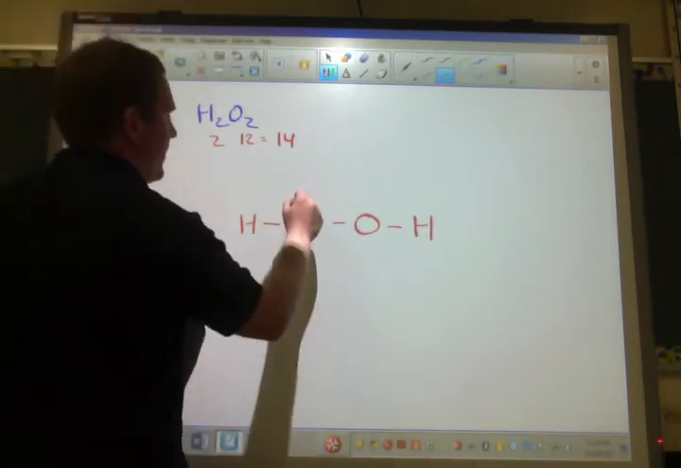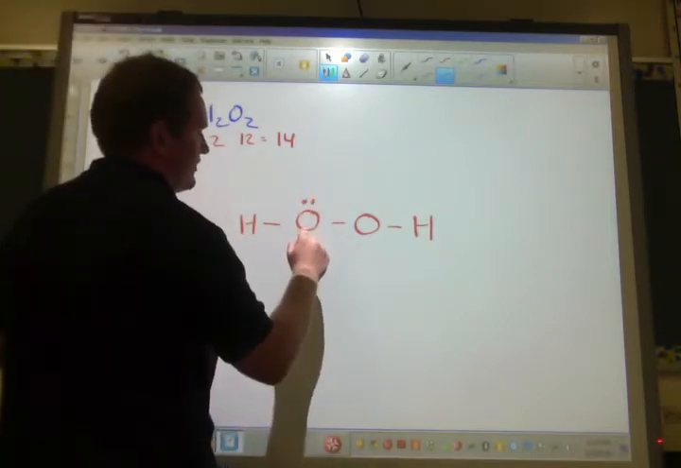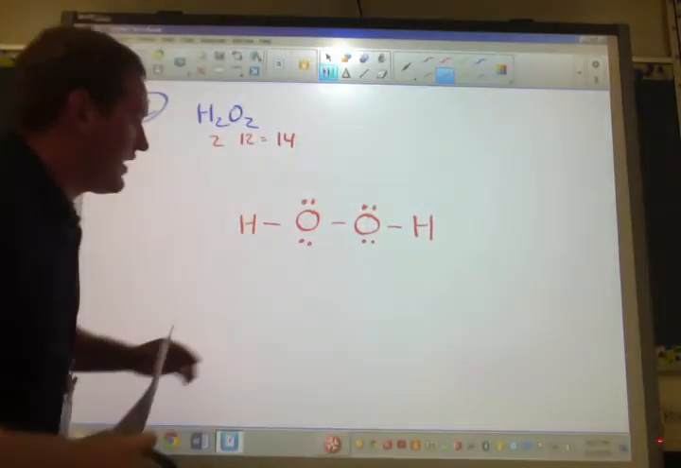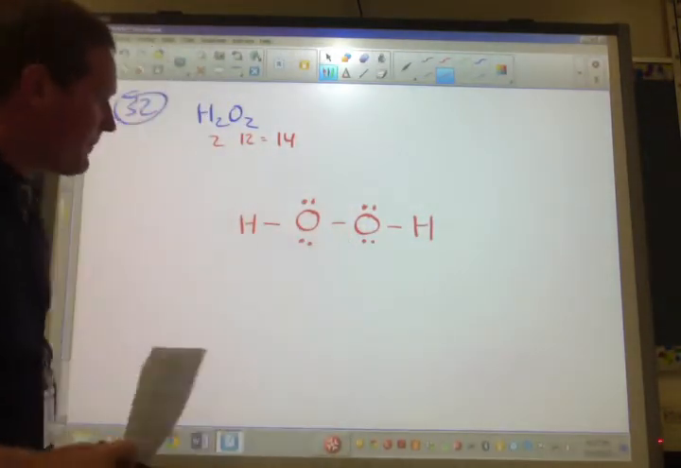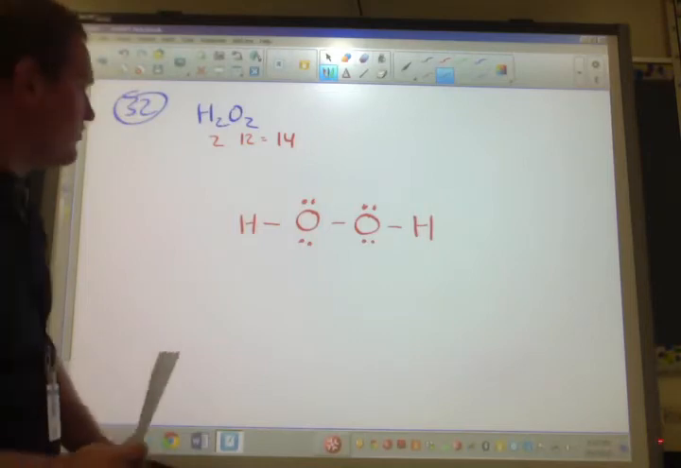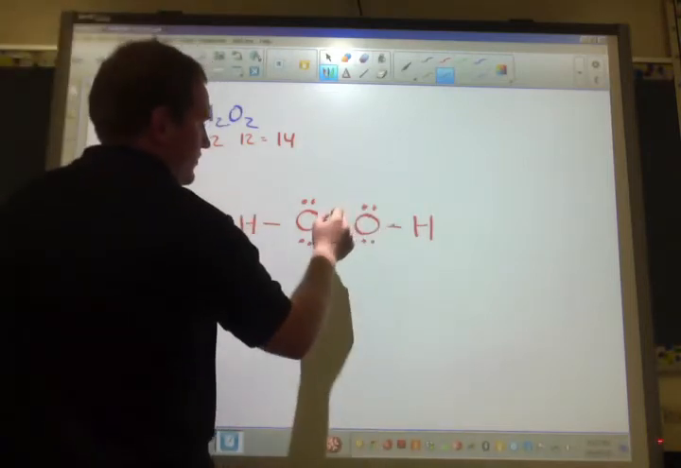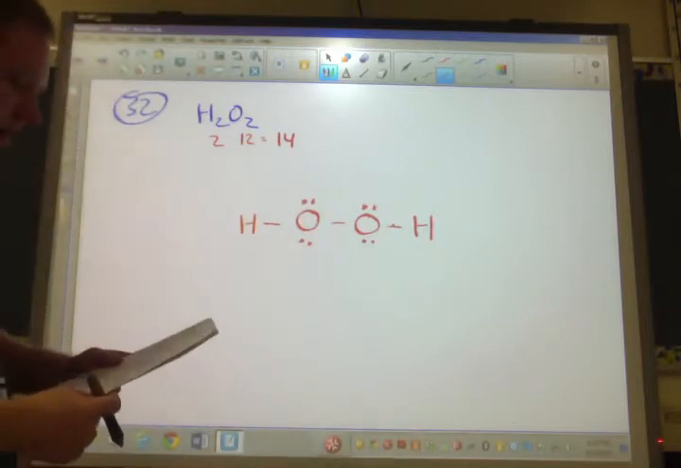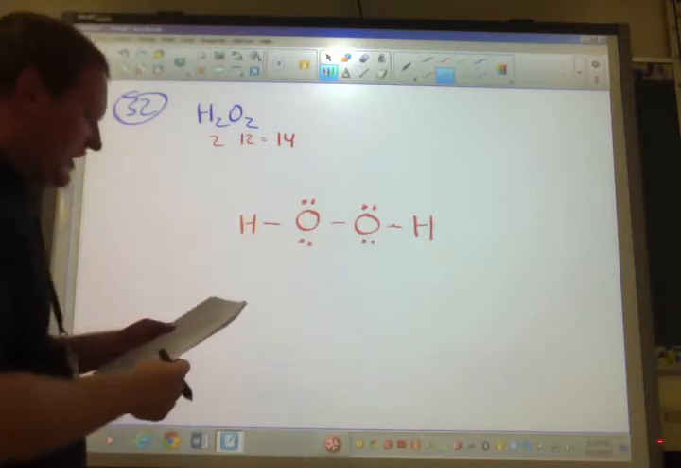Okay, now I'm going to add my lone pairs to satisfy octet rules. Okay, so now my oxygens all have 8. And now I count. 2, 4, 6, 8, 10, 12, 14. Easy, no double bonds. So that's correct. Last one, NH3.